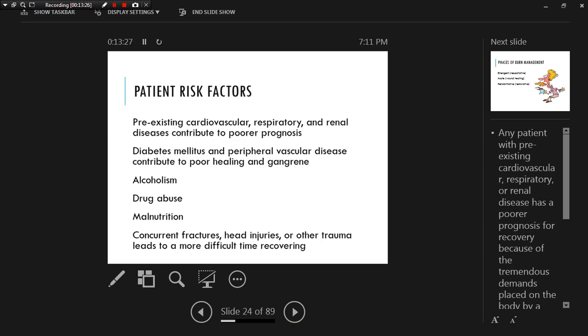So another thing to consider with burns is risk factors. Obviously, if patients have concurrent fractures, head injuries, cervical spine issues, their recovery is going to be more difficult and their mortality is going to be higher. Patients who already have immune compromise, diabetes mellitus, existing peripheral vascular disease, these patients are going to have poor outcomes. And then if our patients come in and they have a history of alcoholism, drug abuse, and malnutrition, well, they're already behind the eight ball as far as wound healing and infection prevention.